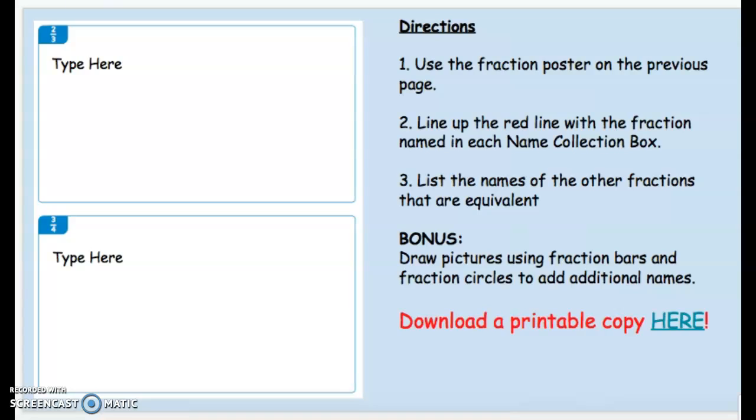Now you'll use a number line to fill in the name collection boxes for 2/3 and 3/4. Again, if you need a printable copy, you can click here. Please use the fraction posters on the previous page. Line up the red line, or again your straight edges if you're doing it on paper, and write any names of fractions that are equivalent to 2/3 or 3/4. Remember, you can continue to draw fraction bars or fraction circles to represent the equivalent fractions.